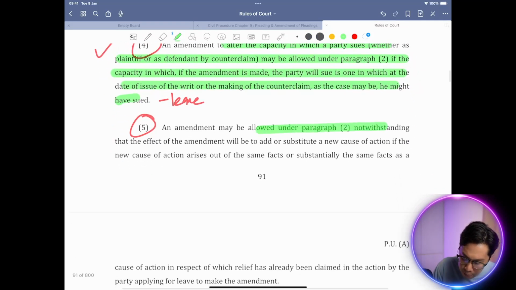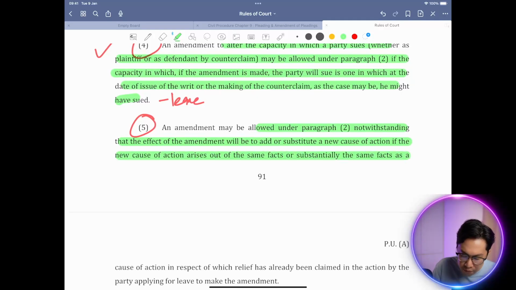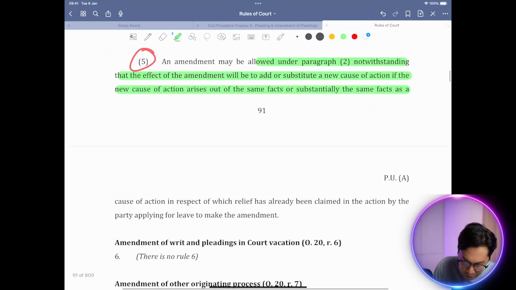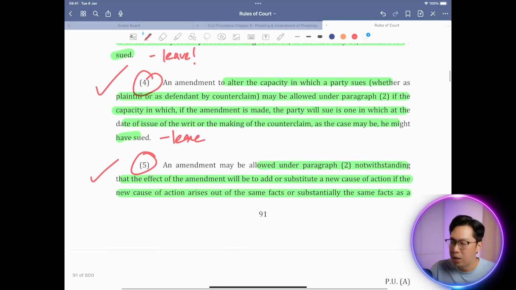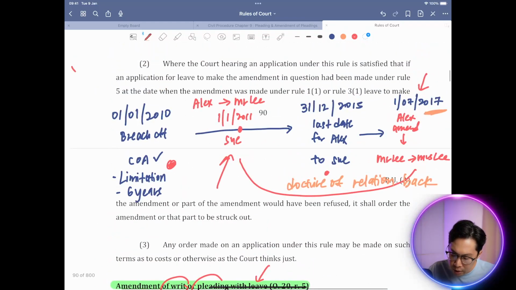Amendment may be allowed under paragraph 2, notwithstanding anything, to add or substitute a new cause of action, if the new cause of action arises out of the same facts or substantially the same facts as the cause of action in respect of which relief has been claimed. Then allowed. Anything not under this 3, 4, 5, not allowed to amend here, because after limitation, anything outside 3, 4, 5 is not allowed. And things under 3, 4, 5, even after limitation period, you still can allow to amend. Okay? Because of the doctrine of relation back.